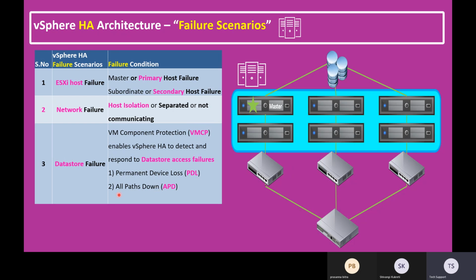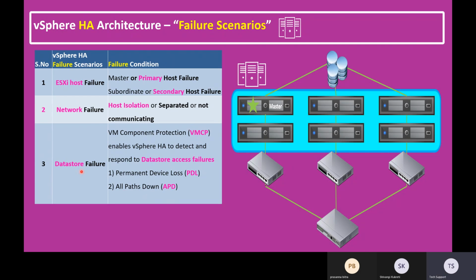Okay, and another point is all paths down. If you remember in our storage topic, we discussed the multipath storage connection policies. We have three path selection policies: Fixed, MRU (most recently used), and Round Robin. It depends on the storage vendor; by default, it may connect with a default path selection policy. But there is a scenario where it may lose some of the paths. That path can be either a Fixed path, an MRU path, or a Round Robin path.